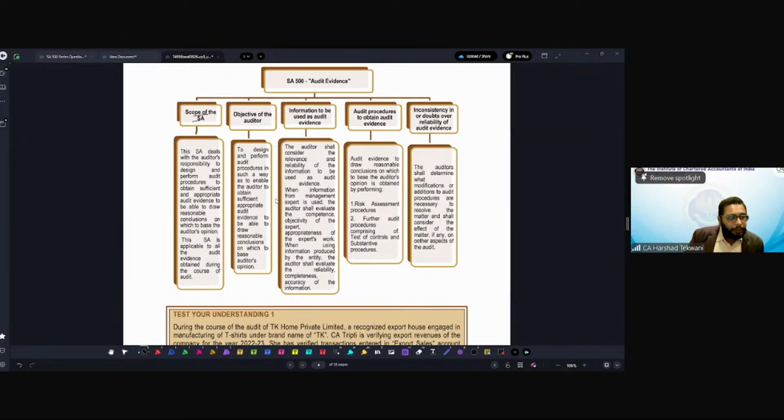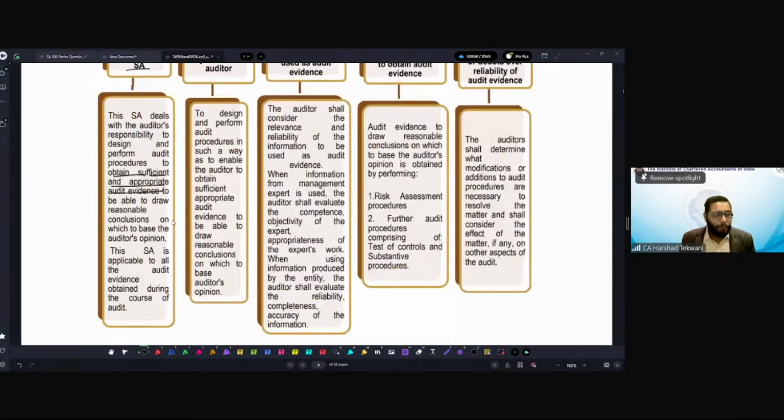scope of SA with respect to obtaining sufficient and appropriate audit evidence, that we discussed. Again, objective: to obtain sufficient and appropriate audit evidence, that we discussed. Now, information to be used as audit evidence. For that information, you need to evaluate the relevance and the reliability of the information. Remember, whether the audit evidence is appropriate or not depends on relevance and reliability. When the information is by a management expert, you need to evaluate CCO, that is competence, objectivity, and capability of that particular management expert.